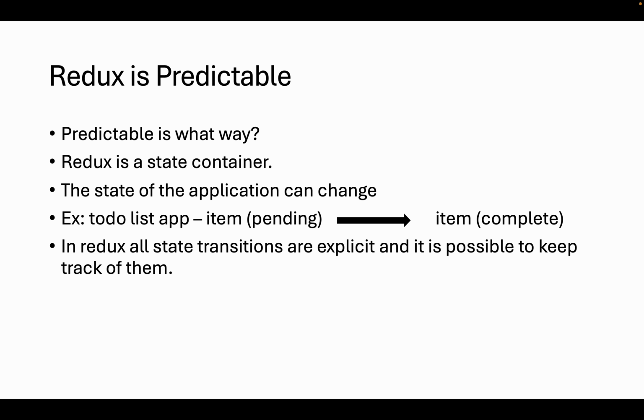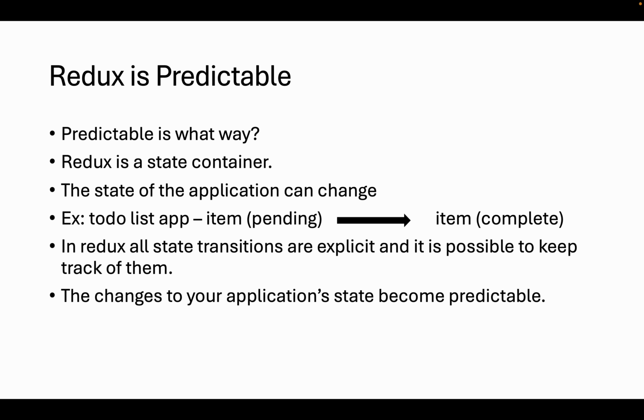Redux. In Redux, all state transitions are explicit, and it is possible to keep track of them. So the changes to your application state become predictable. For example, you can keep an eye on your state variable. Like in a to-do application, the to-do task is a state variable entry, and you are keeping track of whether it's completed or in a pending state. So we can say that our state is predictable, or we are keeping an eye on our state variable by using Redux.